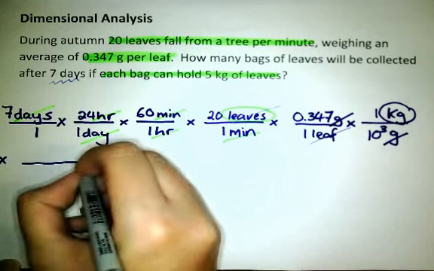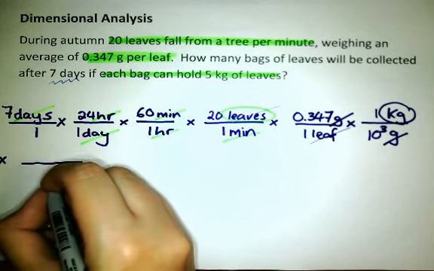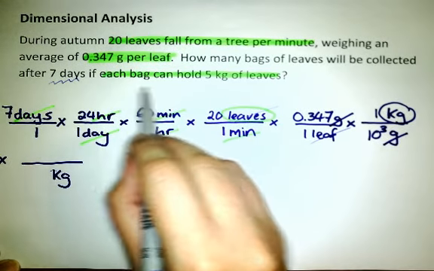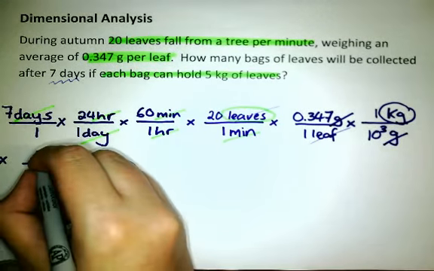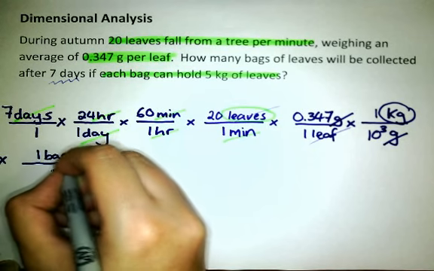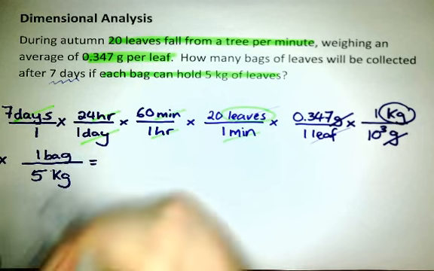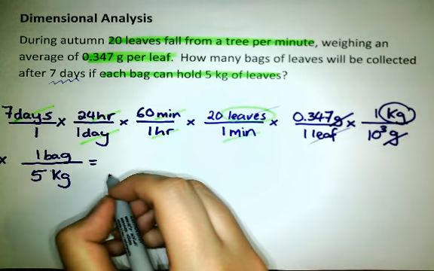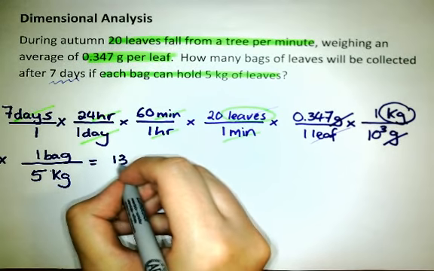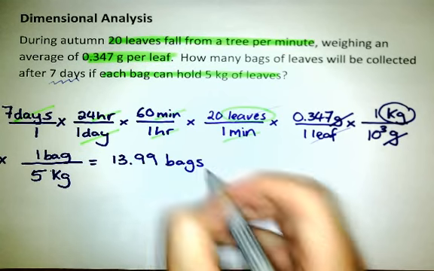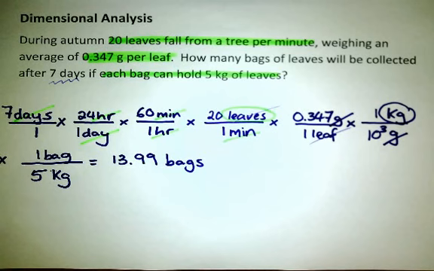What does that mean? It means we must have kgs at the bottom. And if we look again at the equivalent statement, each bag, so 1 bag, can hold 5 kgs of leaves. And when you do that on the calculator, you end up getting the answer of 13.99 bags. Roughly 14 bags.